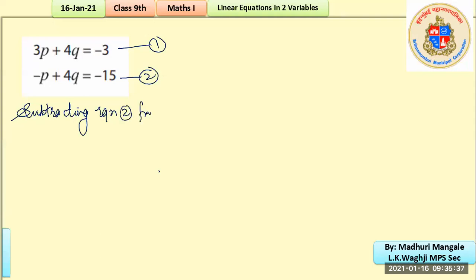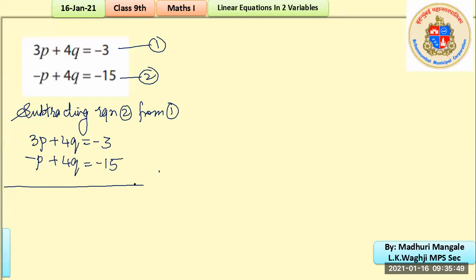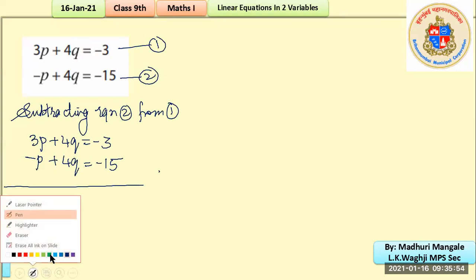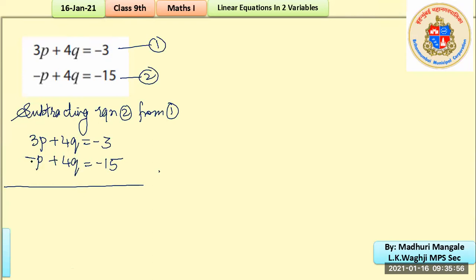So we are subtracting equation 2 from 1. So the equations are 3p plus 4q equals negative 3, minus p plus 4q equals negative 15. Remember the very important step: whenever we are subtracting, we have to change the signs of the bottom row. So this negative will become a positive, this positive will become a negative, and negative 15 will become positive 15. So plus 4q and minus 4q get crossed out.